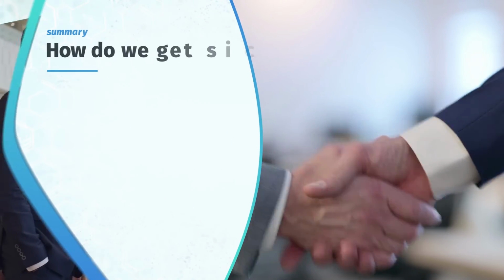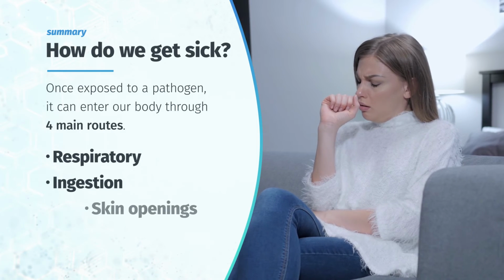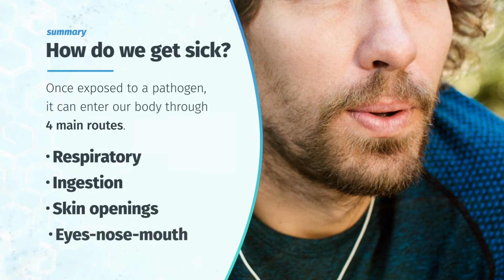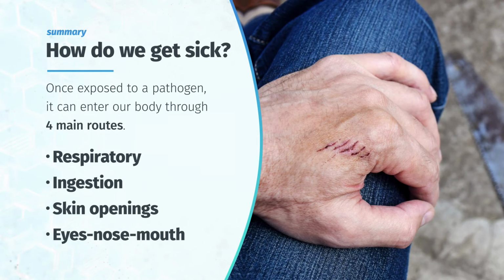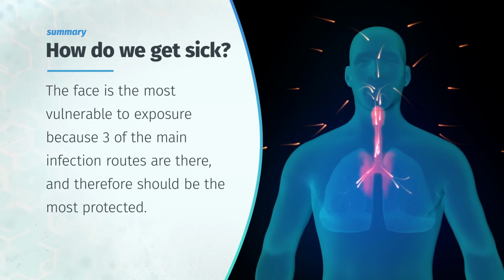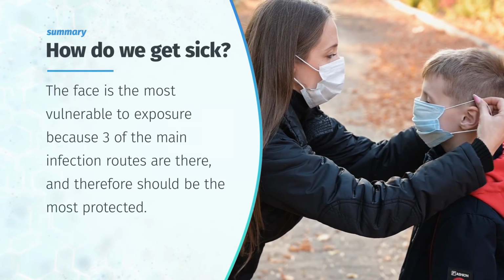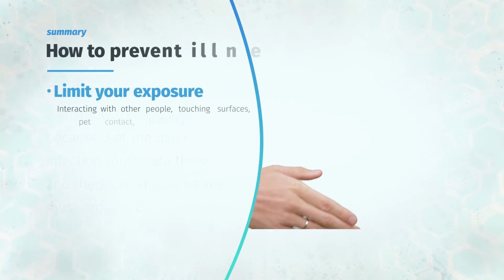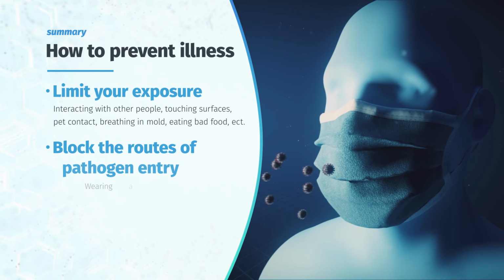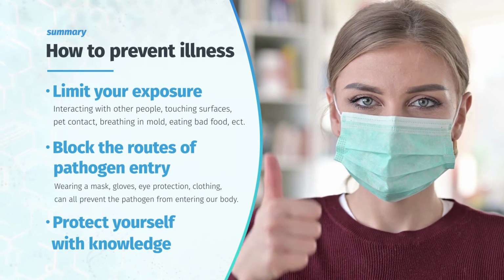In summary, we've learned that once you've been exposed to the pathogen, there are four common routes it can enter your body: respiratory, ingestion, skin breaks, and eyes, nose, mouth. The face is the most vulnerable to exposure and therefore should be the most protected because three of these main infection routes are there. By limiting exposure and blocking the four main routes of pathogen transmission, you can better protect yourself from getting sick.